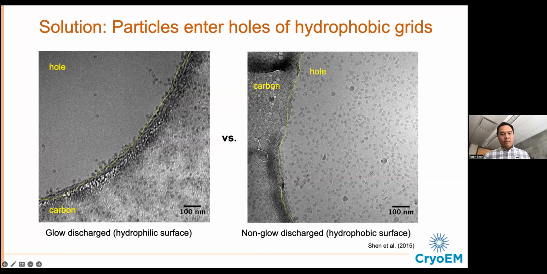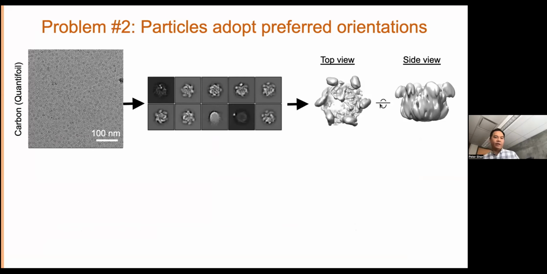Now, another common problem that we faced in various projects is that of particles adopting preferred orientations. I think those of you with more cryo-EM experience, at some point you are going to encounter this issue. This is a different project now, one of a AAA ATPase that really is a cornerstone of my lab. It's called CDC48. And here, thankfully, we didn't have an issue of particles not entering holes, but we instead had a problem where particles adopted very strong preferred orientations.